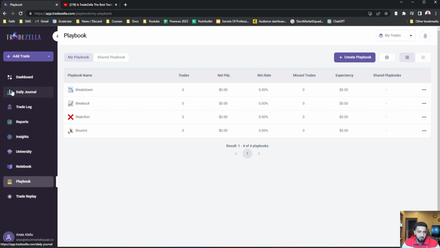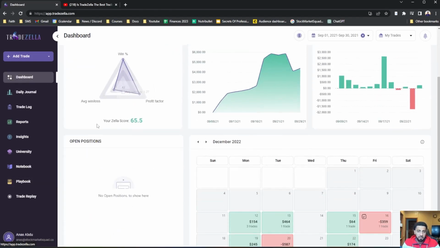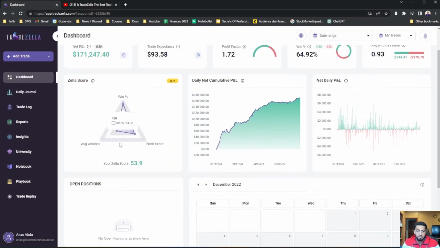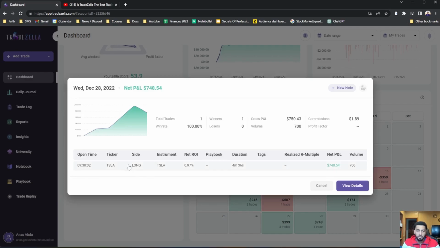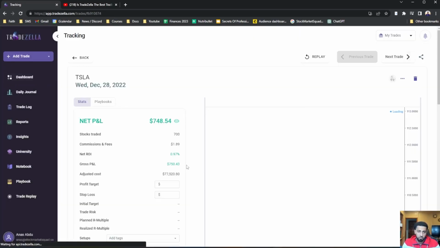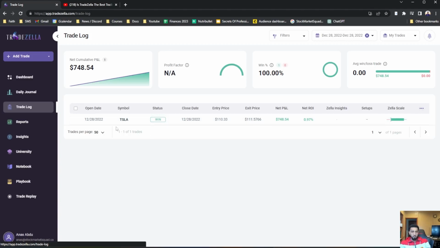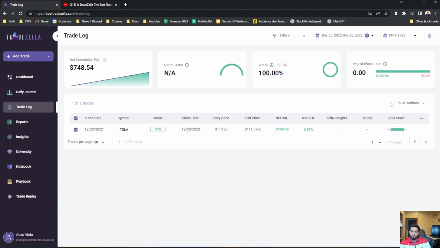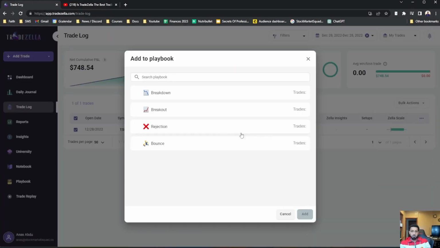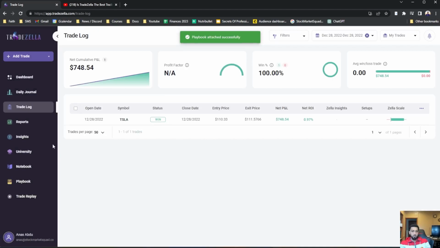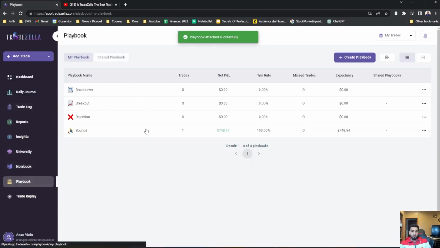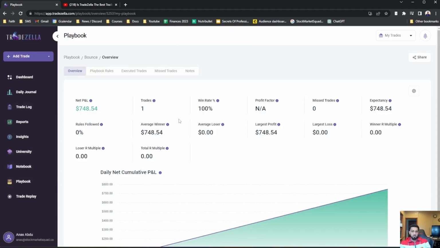So let's say, for example, you find a trade that fits. As you're reviewing, you see, okay, I took this trade, and let's say this was a bounce, for example. So let's say I want to add this. I go here, click the checkbox, do bulk actions, add to playbook, add it to the bounce, and then boom.